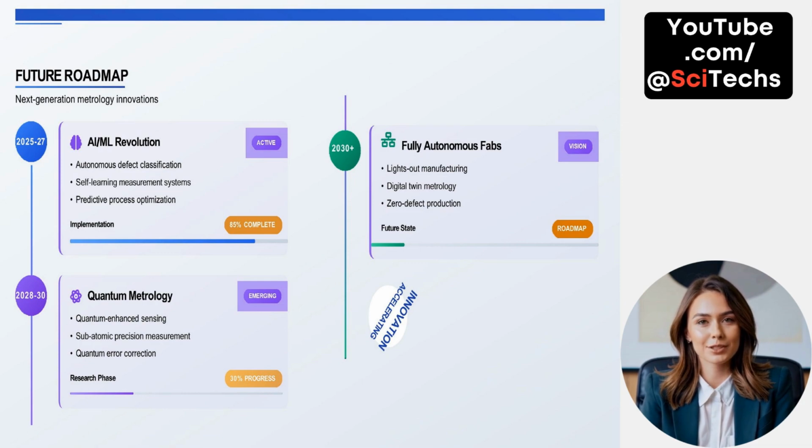Looking beyond 2030, the vision is fully autonomous fabs. These will feature lights-out manufacturing, where operations occur with zero human presence. Digital twin metrology will create virtual models for real-time optimization, and the ultimate goal is zero defect production. This roadmap defines the future trajectory of semiconductor process control.